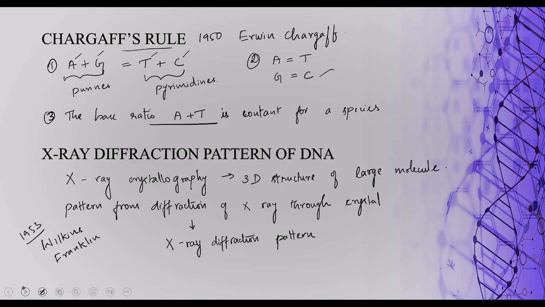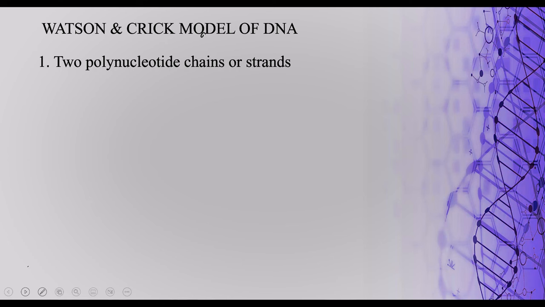Now let's see the Watson and Crick model of DNA. This was discovered in the year 1953, and for this they got the Nobel Prize. Watson and Crick, along with Wilkins, who helped with the X-ray diffraction of DNA, got the Nobel Prize in the year 1962 for discovering the structure of DNA.